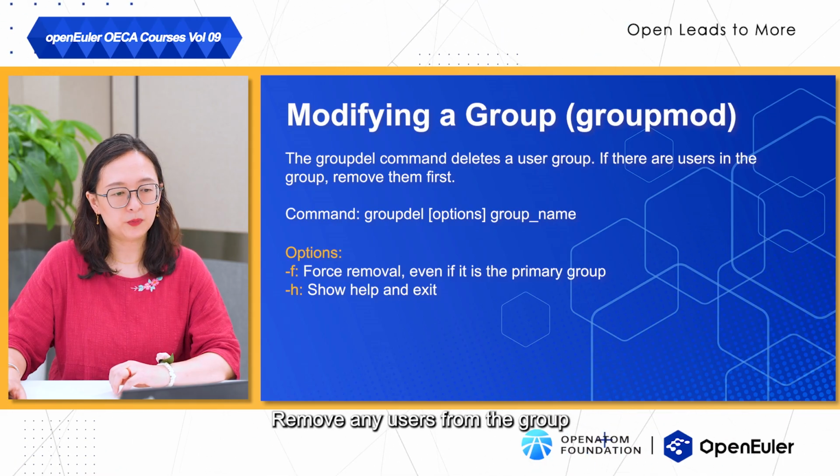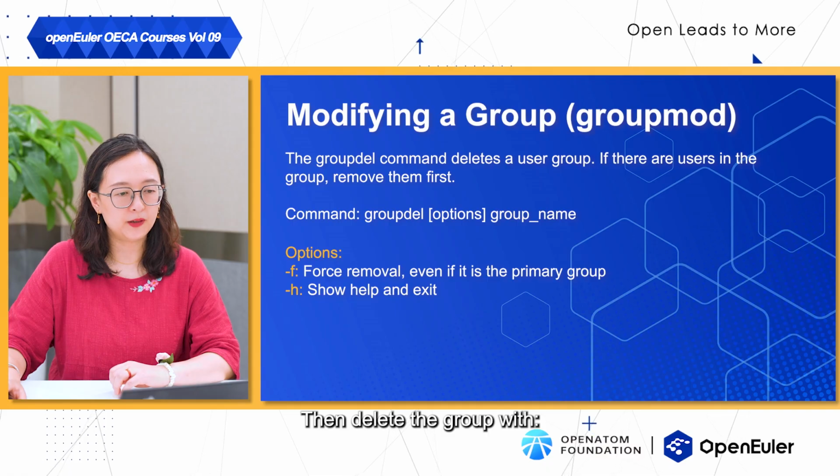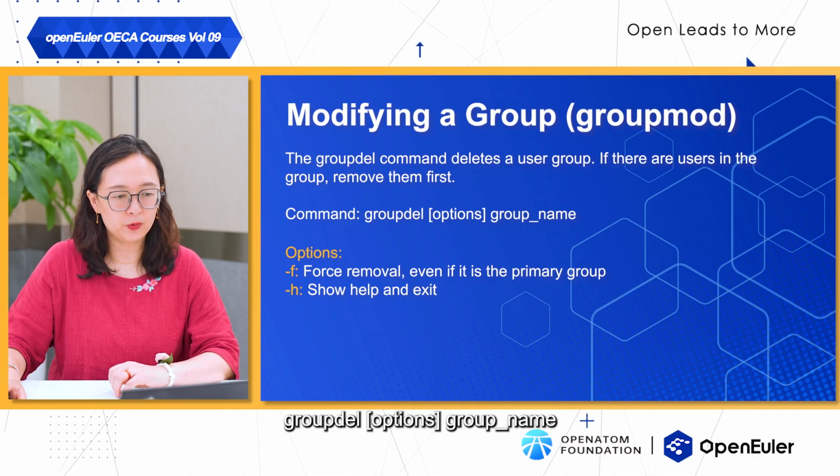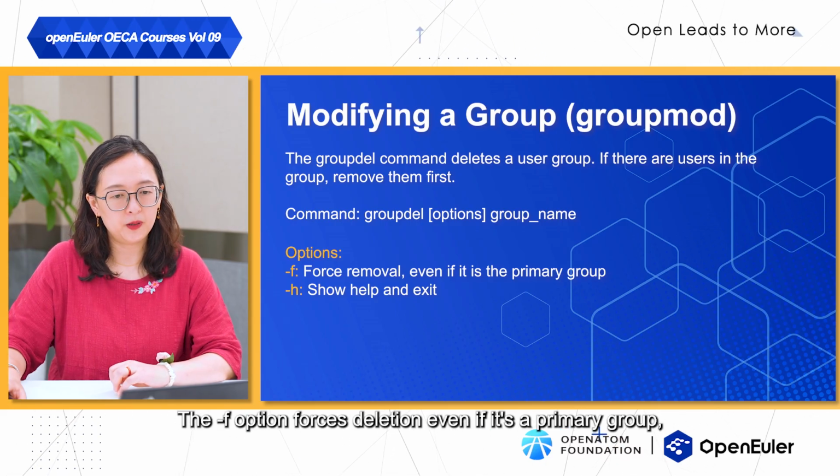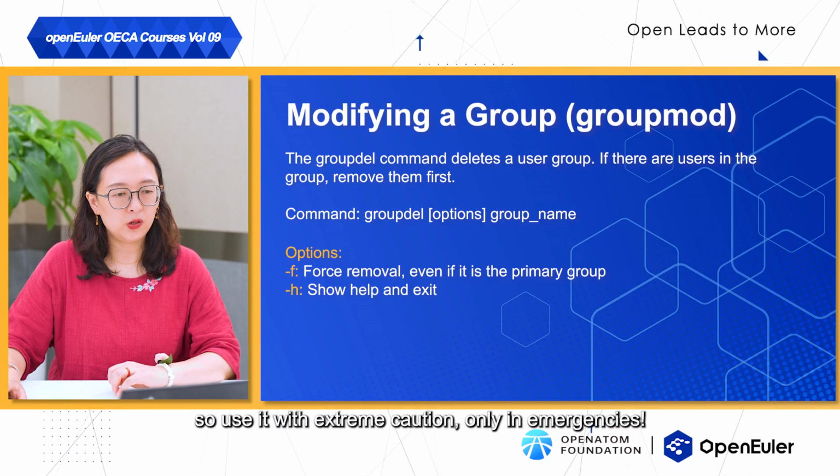Remove any users from the group. Then delete the group with groupdel space options space group name. The -f option forces deletion even if it's a primary group, but this may cause problems. So use it with extreme caution, only in emergencies.